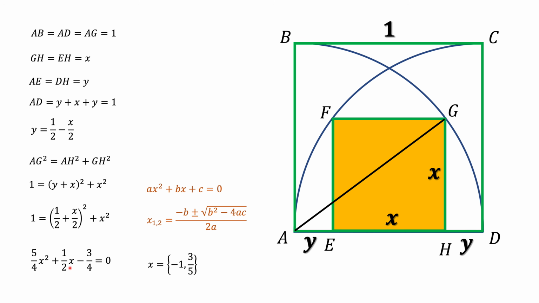Now remember that x is the side of the square, so it cannot be negative. So we found that there's only one reasonable value for x, and that is 3/5. Now we know that the area of the yellow square will be x squared, which is 9/25.